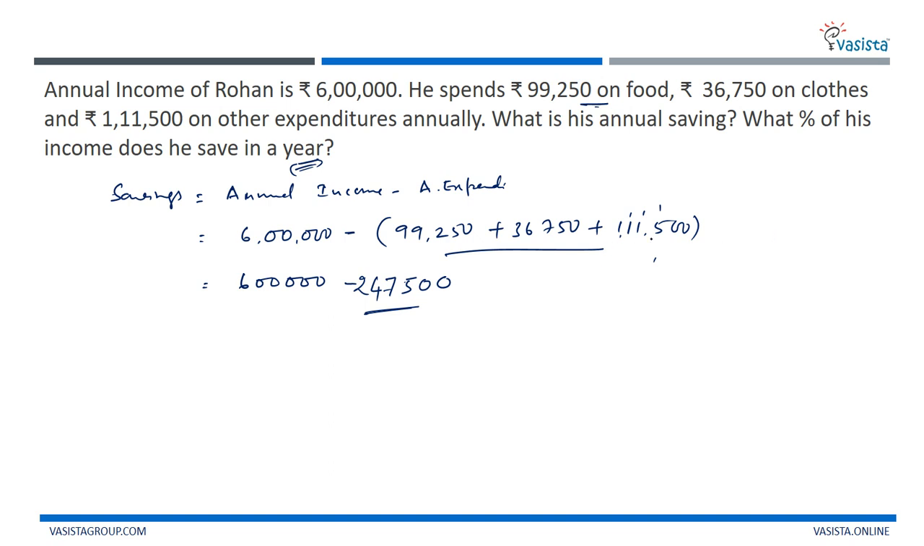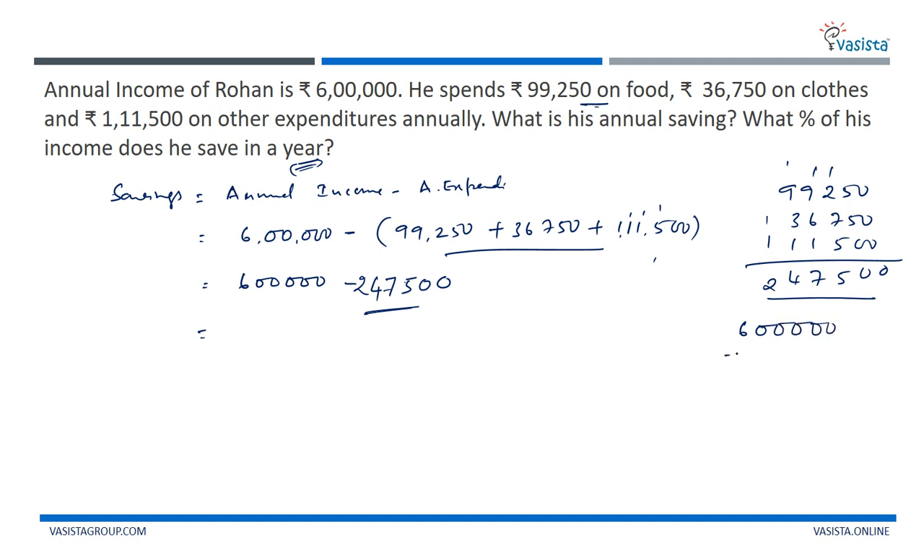If you find it difficult to add like this, you can go in this way only. 99,250, 36,750 and 1,11,500. 0, 0, 1 carry, 7 plus 3, 10, 15, 1 carry, 10, 17, 1 carry, 10, 14, 1 carry, see, 2,47,500. Now subtract it here, right?